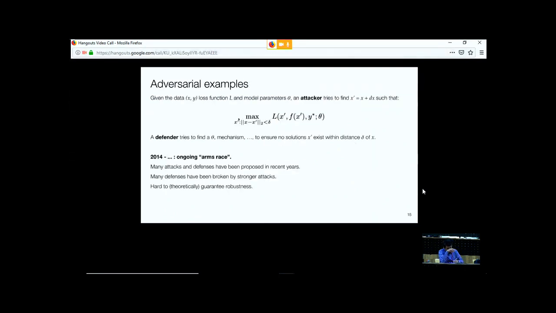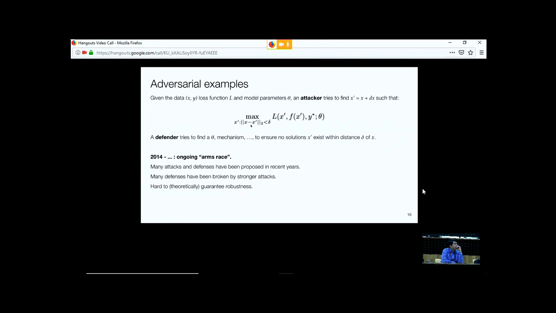Now, what is the role of the attacker here? Let's say that you have some input x and a label y, some loss function L and some model parameters theta. Then the attacker basically wants to find some x prime, which is x plus dx, such that it maximizes our loss. So if I look at x prime and the answer of the network, and I compare it with the ground truth label y, this loss gets maximized by this example.